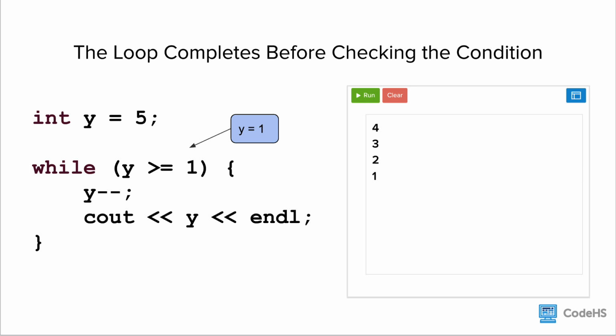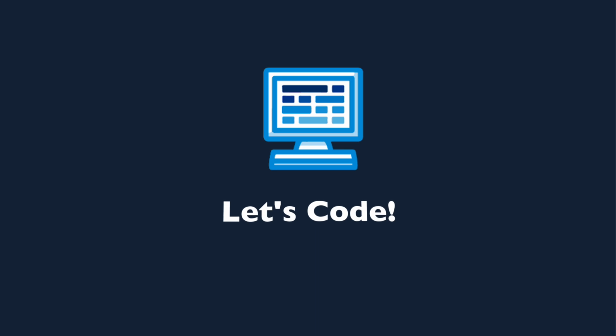Now y is equal to 1. 1 is still greater than or equal to 1, so we enter the loop. The first step in the loop sets y equal to 0. Even though y is no longer greater than or equal to 1, the loop continues. The condition is not evaluated again until after the loop. So the new value of y, which is now 0, is printed out. Finally, the loop exits because the condition is reevaluated and no longer true. And with that, let's take a look at some examples in the code editor.